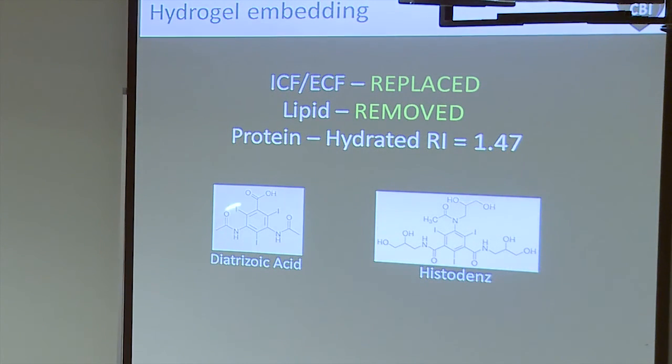This is diatrizoic acid, which is the key ingredient in FocusClear, the commercially available solution, but it's insanely expensive. It costs you about $1,000 to buy enough of it to fill the chamber in the light sheet. So this is about 10 times cheaper. It only costs you $100 to fill the chamber. And it can be reused a couple times.